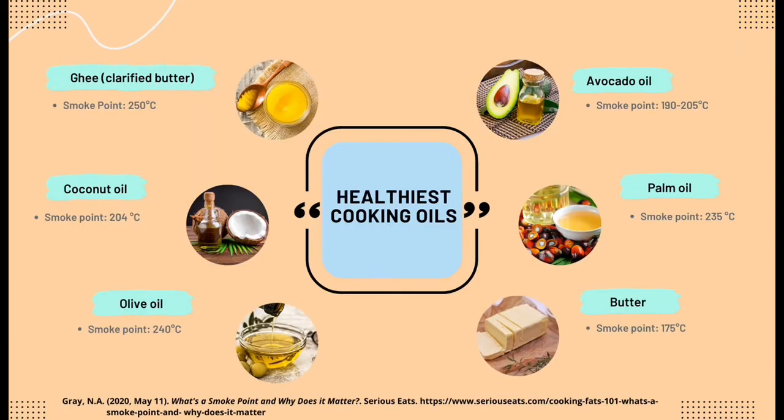Among the healthiest cooking oils, namely ghee or clarified butter, whose smoke point is 250 degrees Celsius; coconut oil, smoke point is 204 degrees Celsius; olive oil, smoke point is 240 degrees Celsius; avocado oil, smoke point is 190 to 205 degrees Celsius; palm oil, smoke point is 235 degrees Celsius; and lastly, butter, smoke point is 175 degrees Celsius.